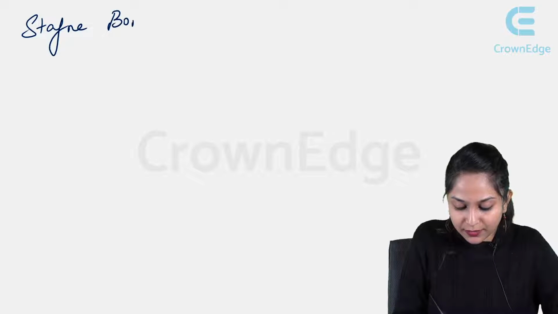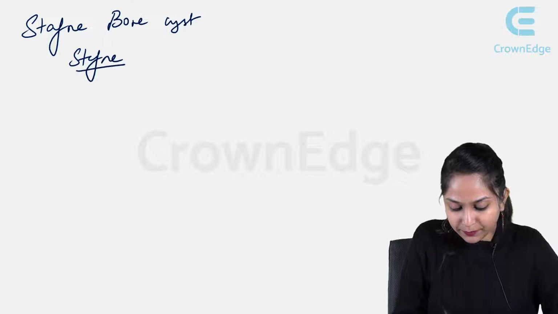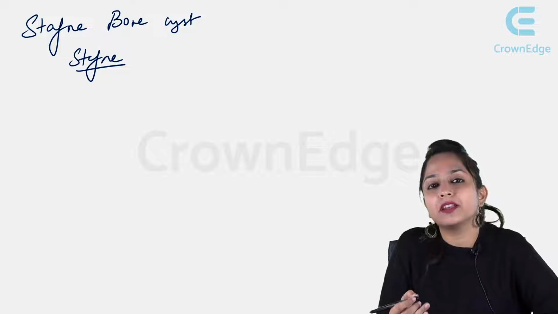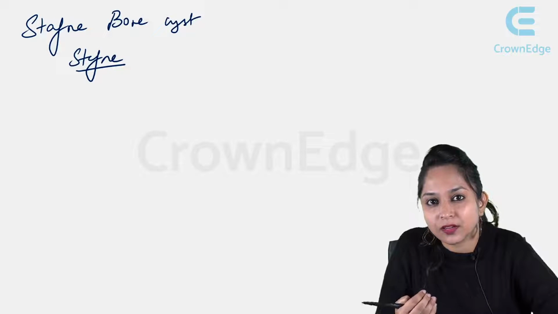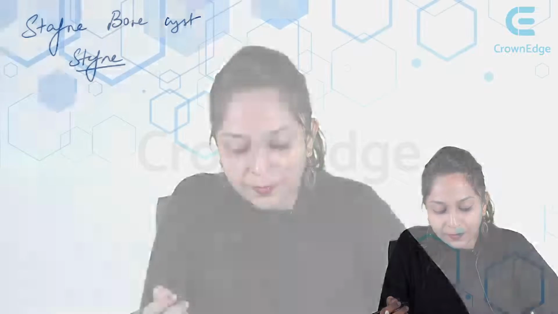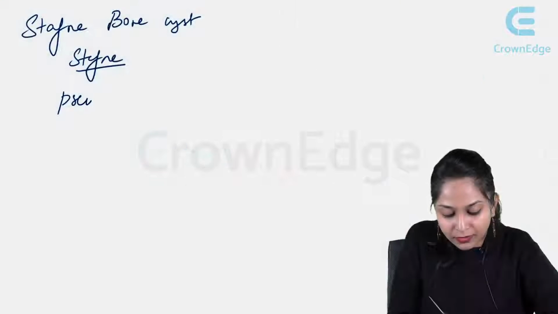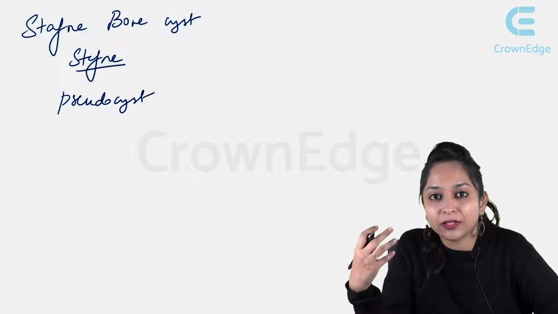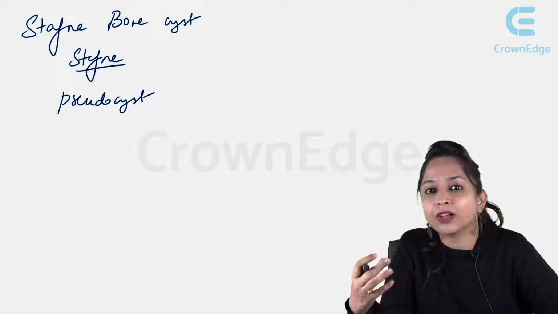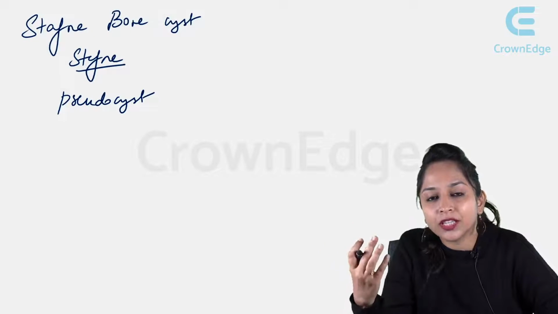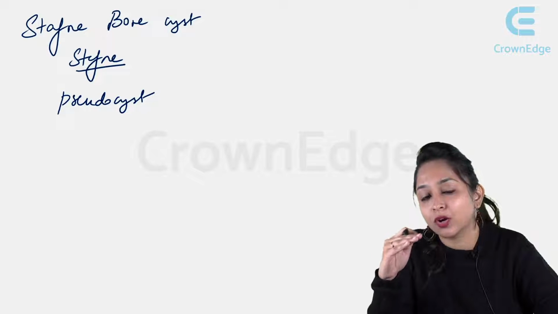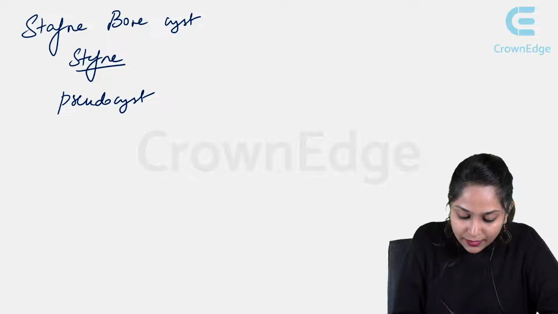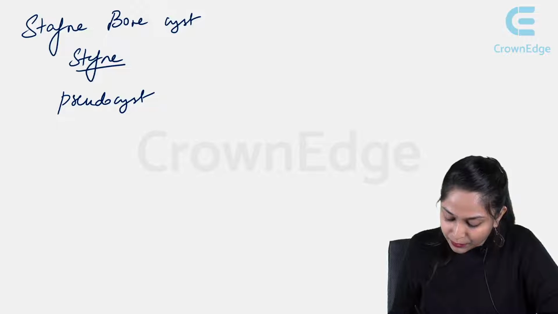Stafne bone cyst. Now, Stafne coined the term bone cyst. These are lingual concavities present on the inner surface of the mandible, and they are not true cysts. They are pseudocysts. Radiologically, they look like cysts, but they are pseudocysts for the whole fact that they are not lined by an epithelium. These concavities have an intact cortex over them. Okay. So, how do they exactly appear?